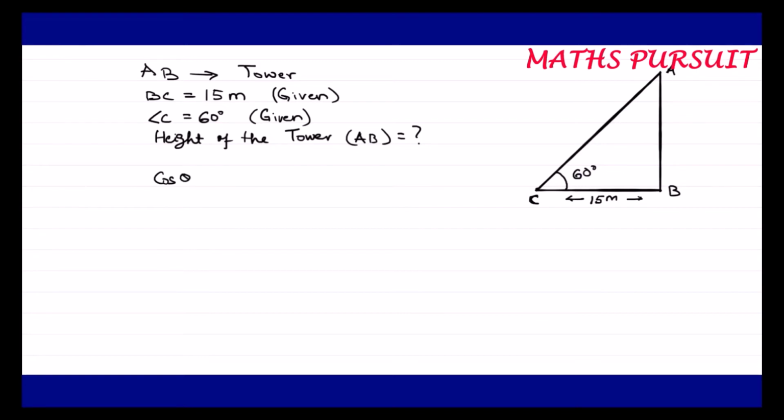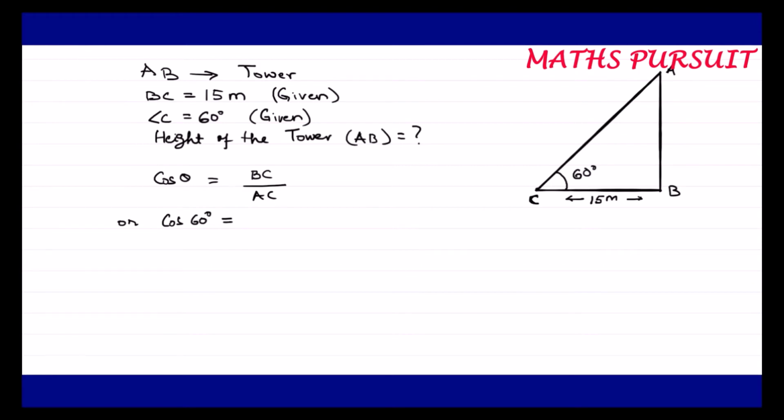We very well know that cos theta is represented by the side adjacent to angle theta. So here our focus angle theta is 60 degrees, angle C. Cos theta is equal to the side adjacent to the angle, that means BC, upon hypotenuse. Hypotenuse here is AC. Instead of cos theta, I can write cos 60 degree.